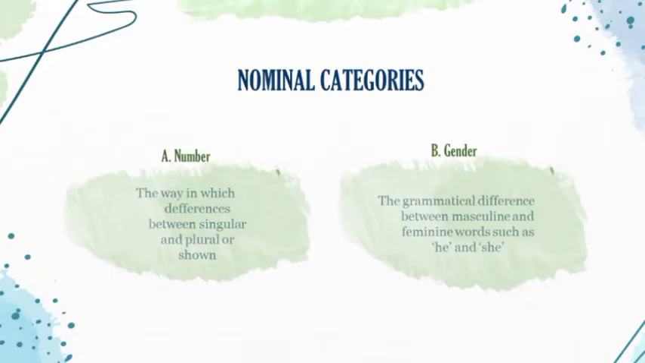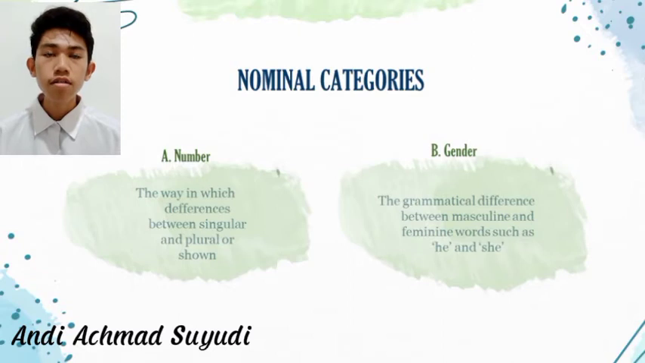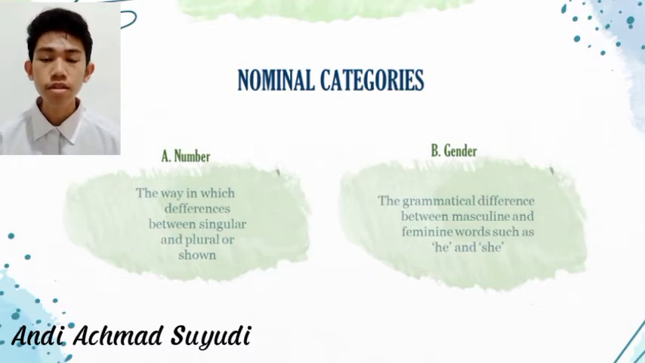The fourth material will be explained by Andi Ahmad Syudi. Inflectional categories. 1. Nominal categories. A. Number. The way in which differences between singular and plural are shown. A grammatical distinction which determines whether nouns, verbs, adjectives, etc. in a language are singular and plural.